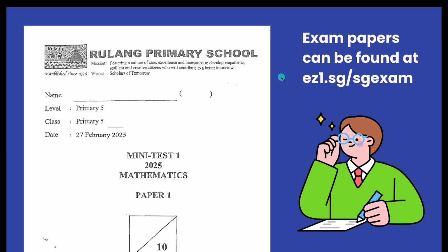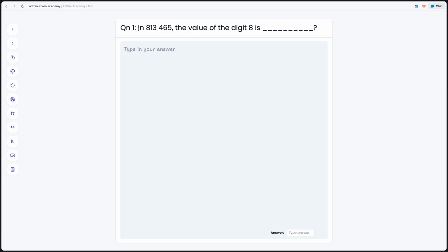So let's get started on the first question. The first question says, in 813465, the value of the digit 8 is... 813465 is essentially equal to 800,000. So pretty straightforward. The answer to this question is 800,000. Let's move on to the next question.